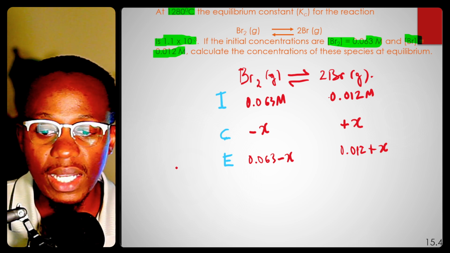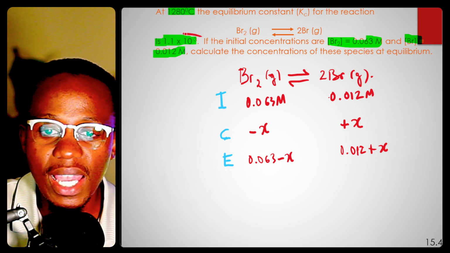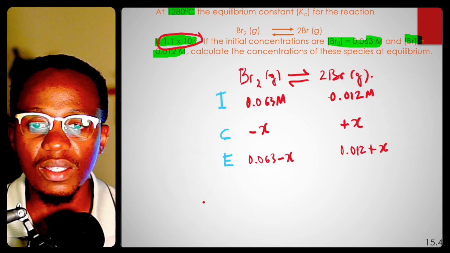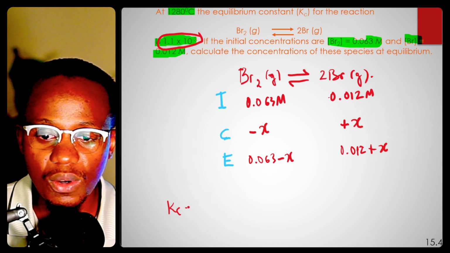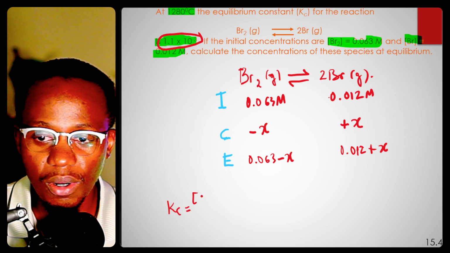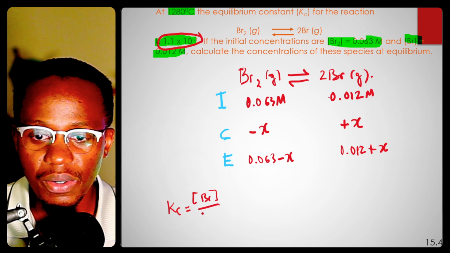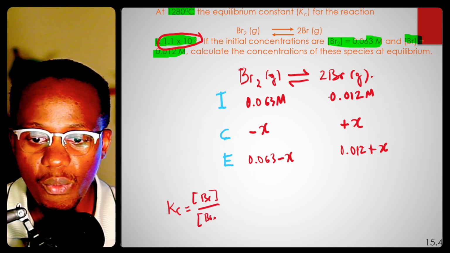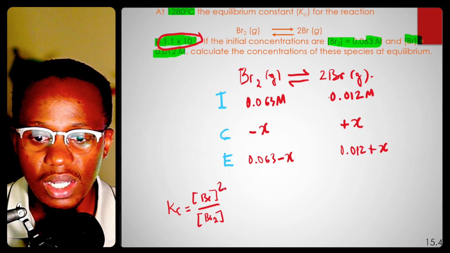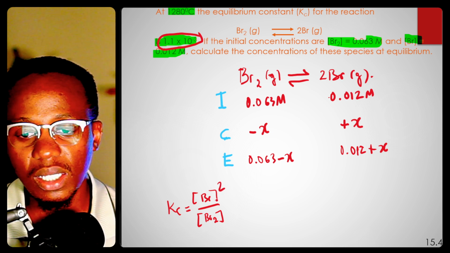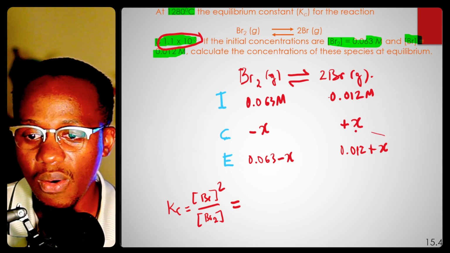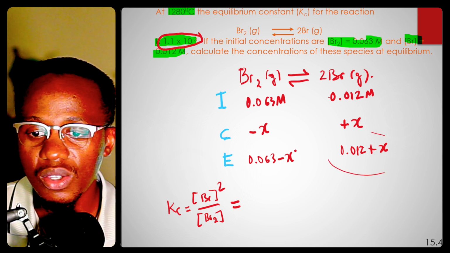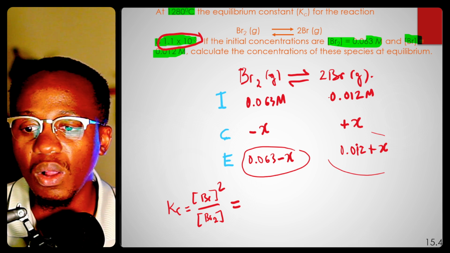And going back, they also gave me Kc, right? The formula for Kc, if you remember, is the concentration of the product, Br, over the concentration of the reactant, but with the exponents. So you have to add the exponent here. And we do the same thing, but now we have the concentration. So what we're going to do is solve for x.